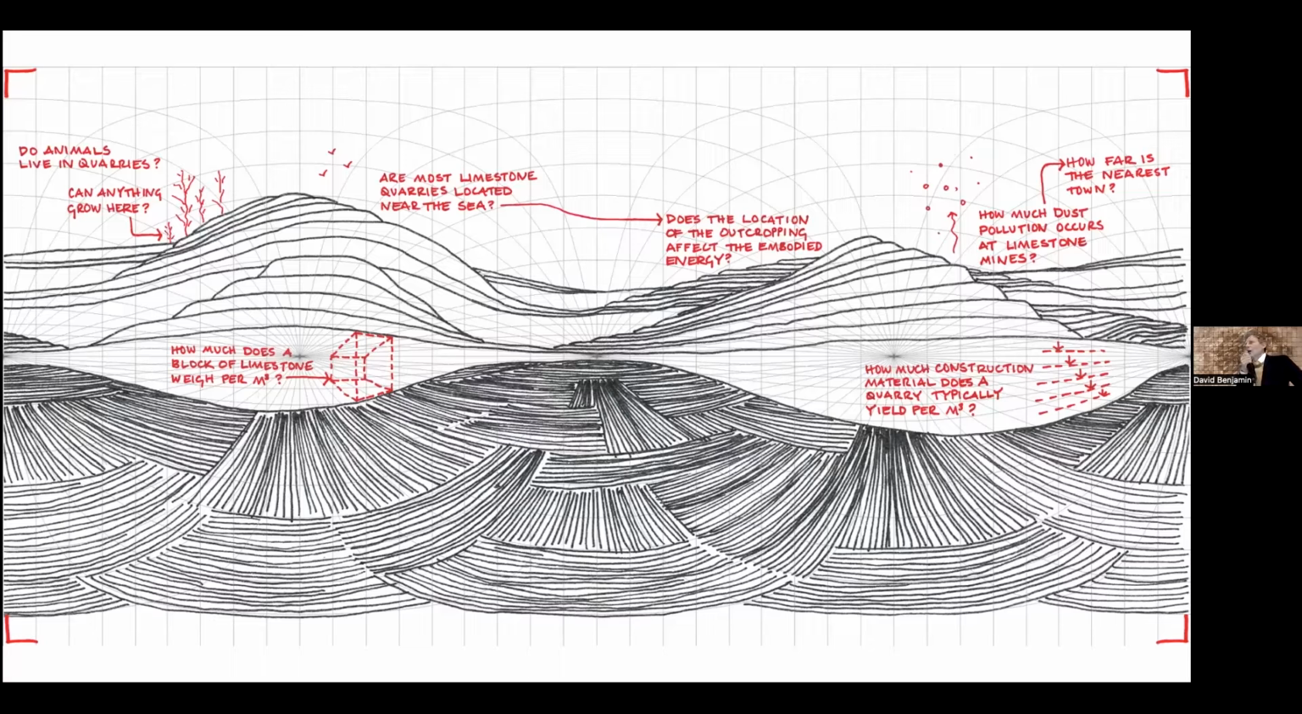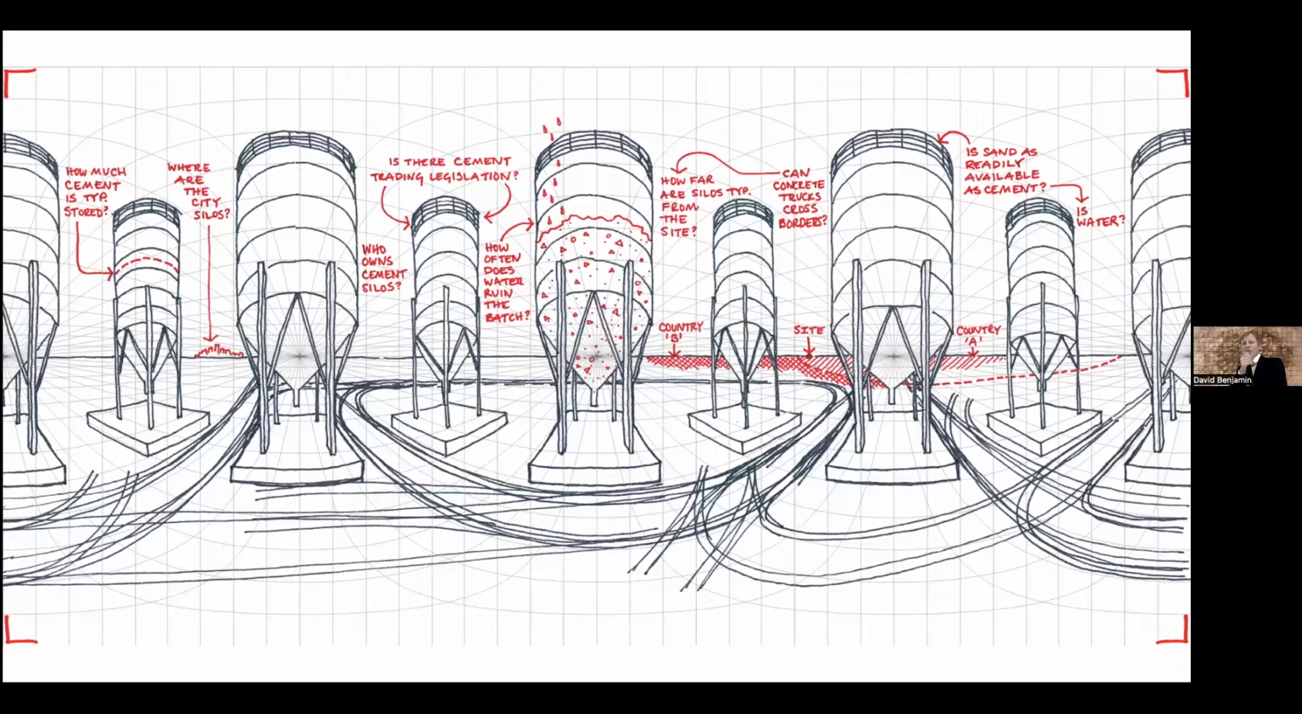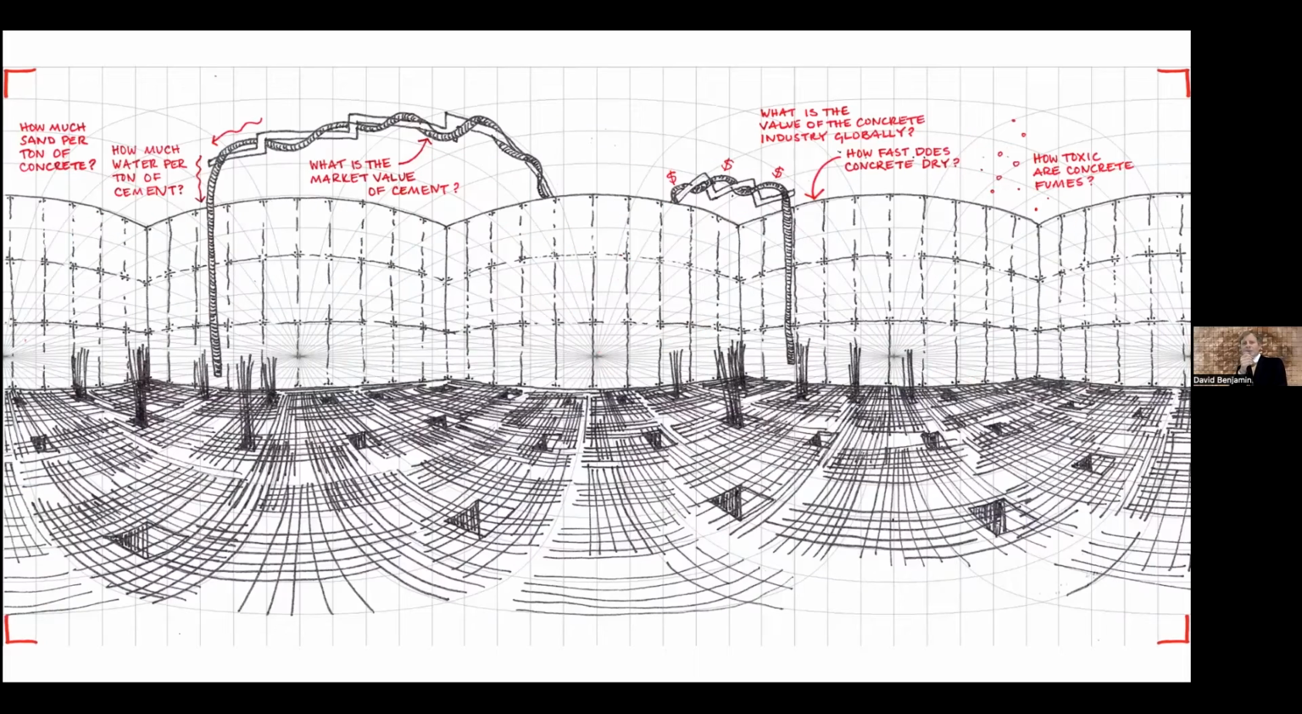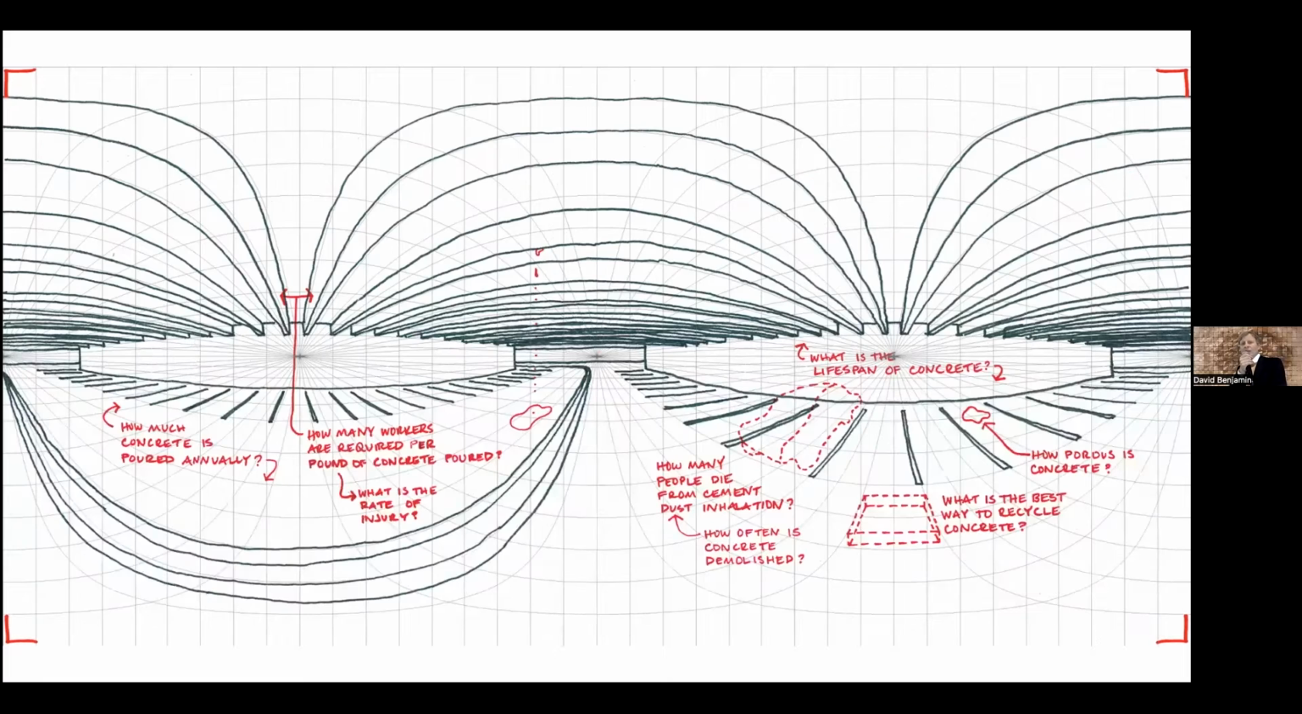So we drew a range of material formations and sites beyond what we would typically think of as the building or the territory of architectural design. So here's the site of a limestone quarry involved in concrete, which is involved in buildings. So let's draw it. The site of a cement silo, a building foundation, and the concrete structure of a building.